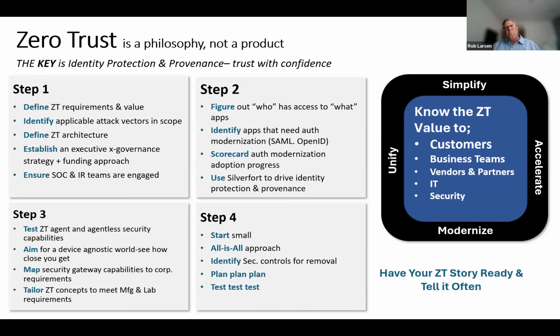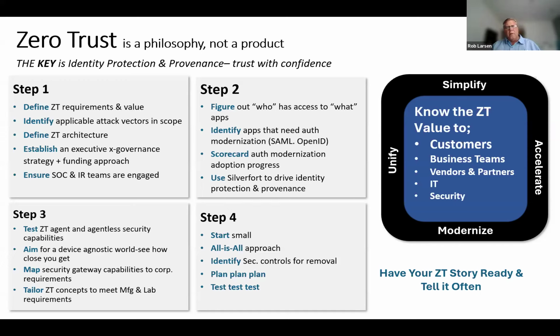And step 4, as you begin the journey, as you've done steps 1, 2, and 3, and you've built your philosophy and your strategy, and you've got your game plan going, you've identified the apps that need modernization, you're determining how you're doing the entitlements, and you're beginning to test. Start small, but also don't carve out places and leave them behind. Take an all-is-all approach. The scope is everything, and then it's a matter of sequencing those steps through the entire environment.